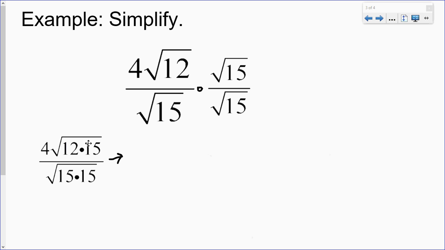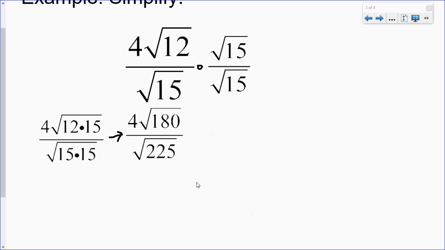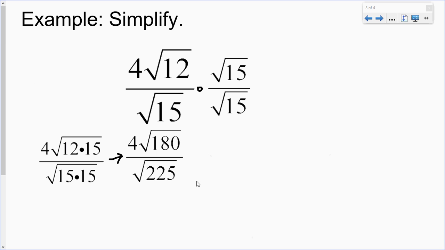Next, we're going to go ahead and actually multiply this so we get one single number under the radical. So it's 4 times the square root of 180 over the square root of 225. So you can make your birthday cakes. I don't know if I have birthday cakes here. I think I skipped over the birthday cake. But to simplify this, just like any other thing, you're going to do your birthday cake.